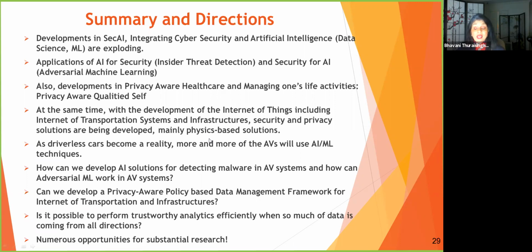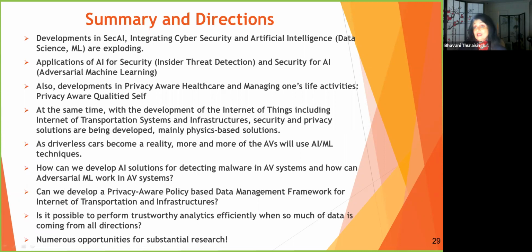But then as we use more and more driverless cars and so on, we'll have to use AI/ML techniques, right? But then these AI/ML techniques could be attacked. How can we bring AI solutions for security to detect these security attacks? And what happens if the AI techniques themselves are attacked?